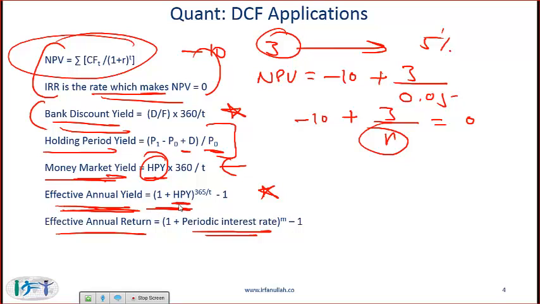Now here is a certain holding period, and then what is this exponent? That exponent is simply the number of periods. So if holding period yield is for a 30-day period, then 360 over 30 is approximately 12. So there are 12 periods. So these two are effectively the same thing.